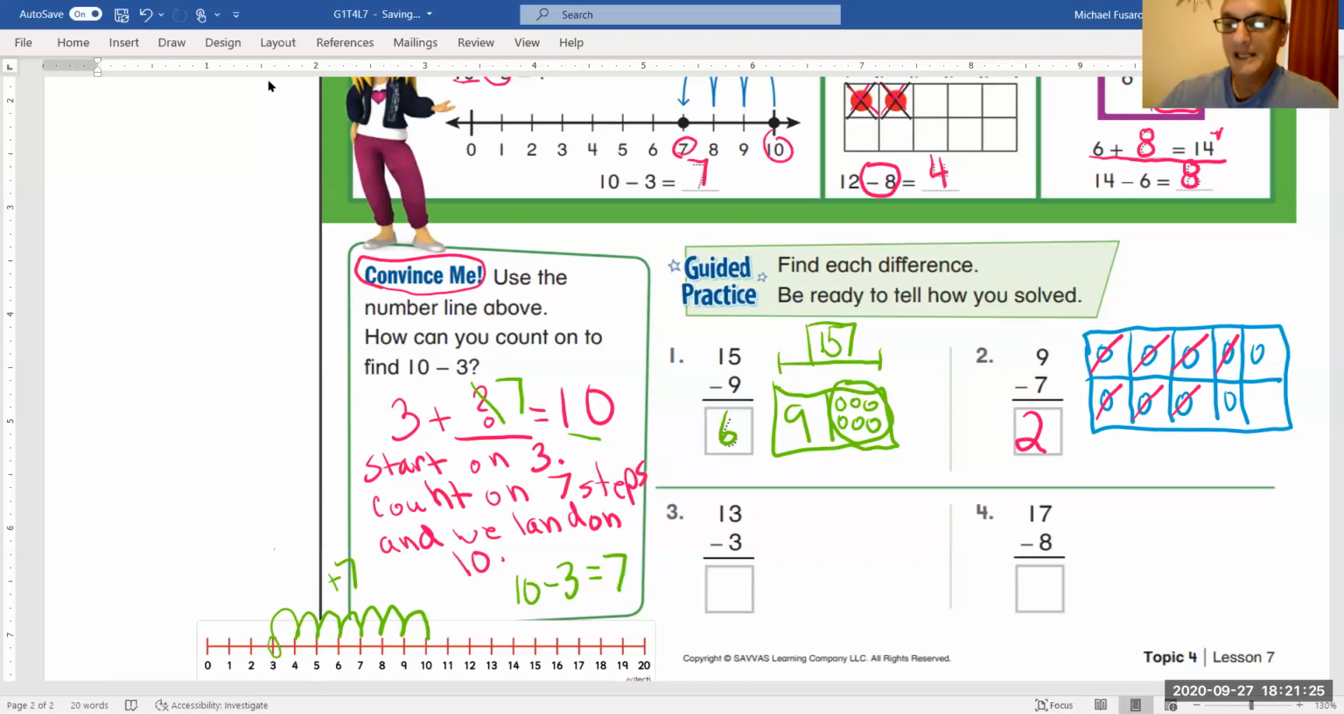Let's look at 13 minus 3. I'm thinking that's pretty easy. I think I'm gonna make actually a double tens frame for this one because I know that one of those answers could be close to that, okay?